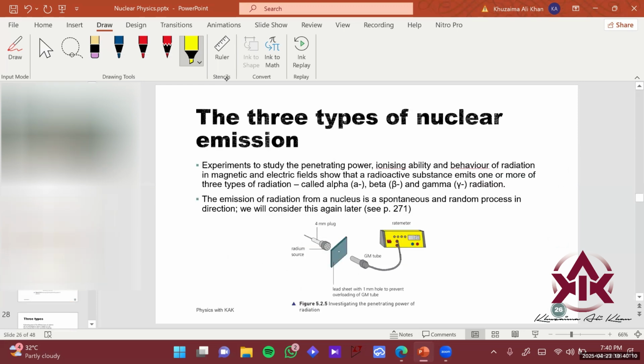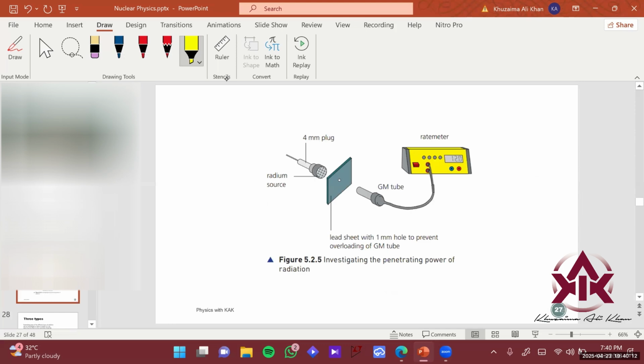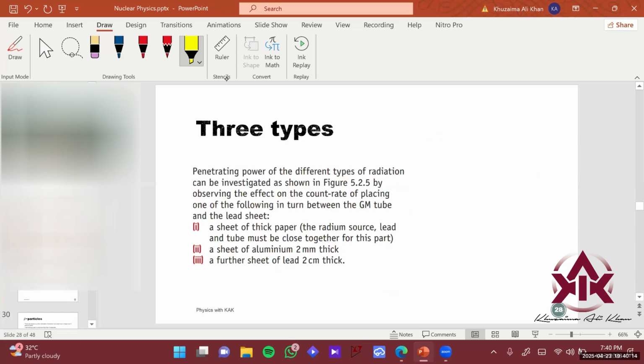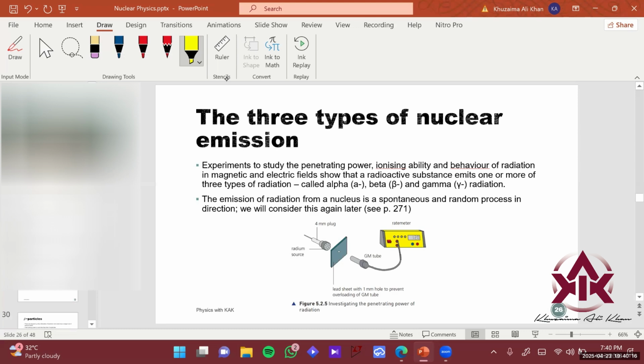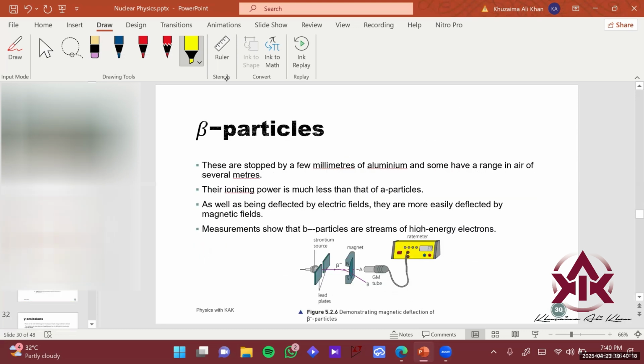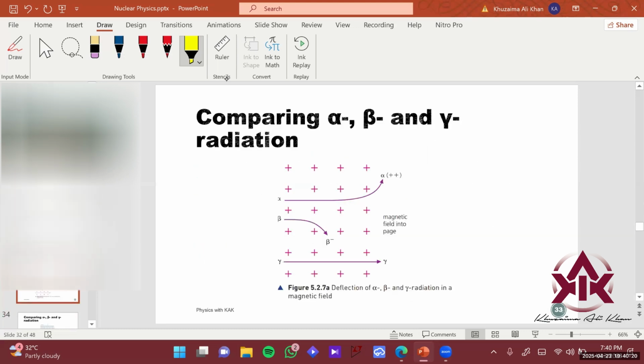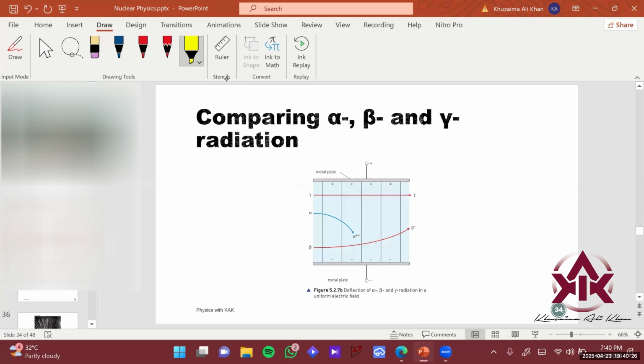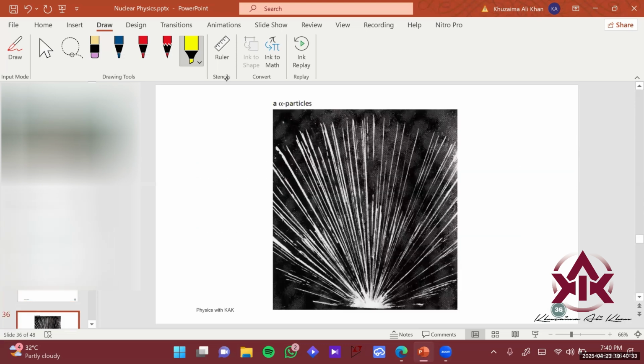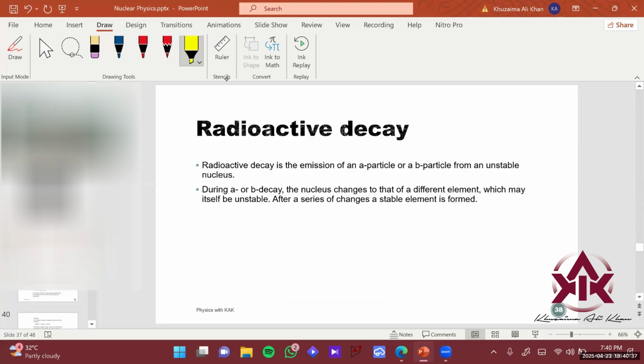What does it do? Then we have three types of nuclear emissions: alpha, beta, gamma. We talk about these three emissions, their properties and their behavior in magnetic fields and electric fields, right? And then we learn about some particle tracks, some experiments which you saw in your past paper recently.